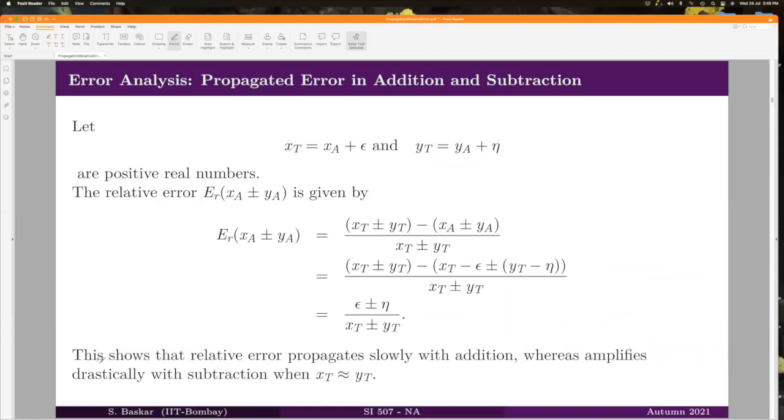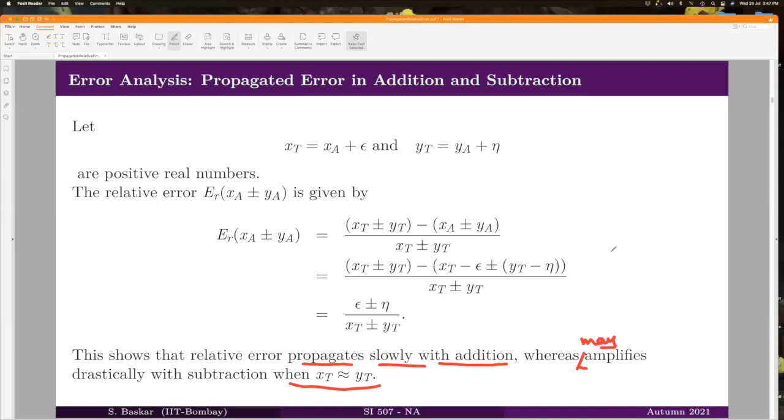Therefore, the conclusion is the above calculation shows that the relative error propagates slowly with addition. I hope you understood now what it means. Whereas the relative error may be amplified drastically with subtraction, especially when the true values xt and yt are very close to each other. Therefore, whenever you are subtracting two numbers, you have to be very careful. If the values of these two numbers are very close to each other, there is a danger that the relative error may be amplified drastically.